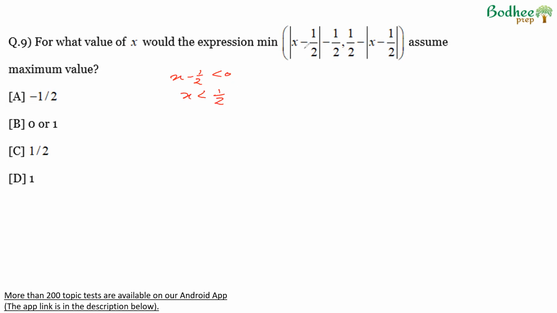In this case, both these will be negative. We will have minus x plus 1 by 2 minus 1 by 2, comma, 1 by 2 plus x minus 1 by 2. Therefore, the net that we'll get is minus x, comma, x. This is when x is less than half.